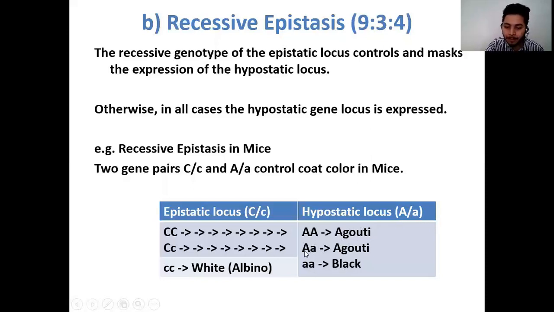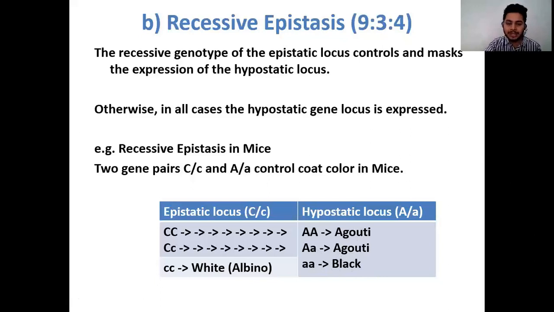When capital A and small a are present together, capital A is dominant over small a, and it is going to produce an agouti coat color. However, when small a is present in homozygous recessive condition, then it will be expressed and the coat color is going to be black. So these are the cases of recessive epistasis.